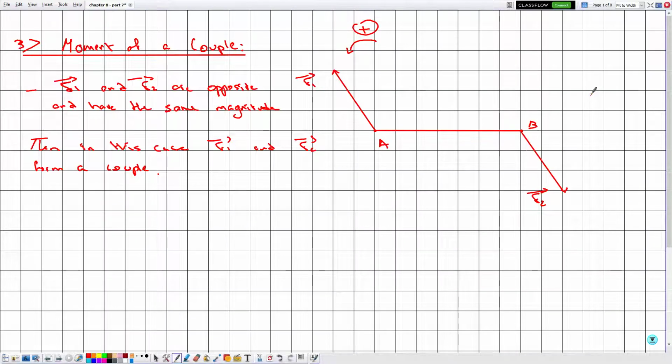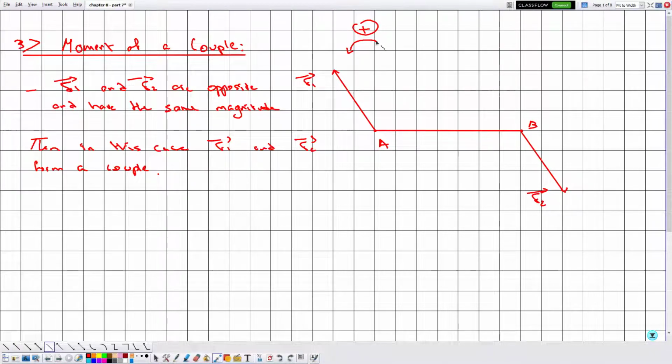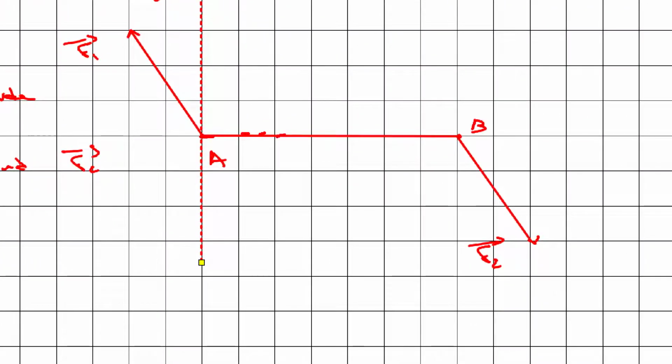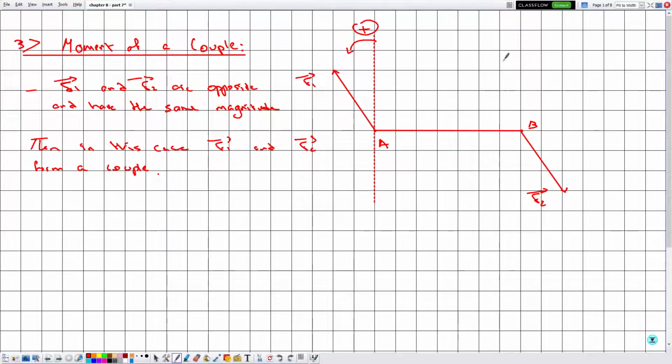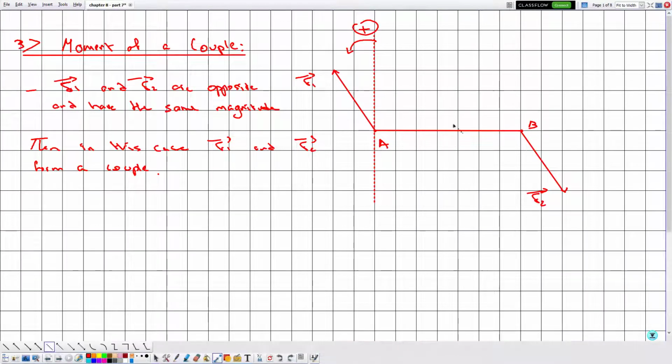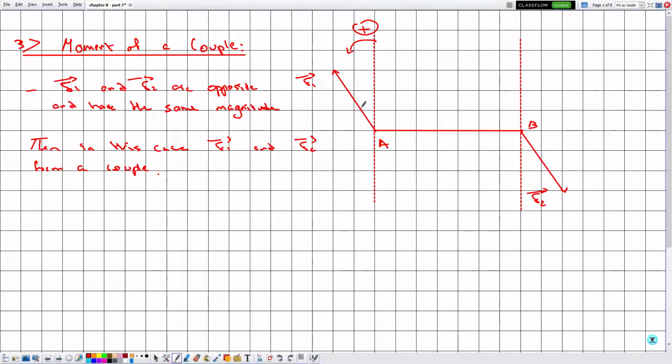Okay. So for example, here you can consider this is the tangential direction. If the radial direction is something like this, then this is the tangential direction, and this is the tangential direction. So this angle here, theta, will be equal to this angle, theta. Okay. So in this case, F1 and F2 form a couple.